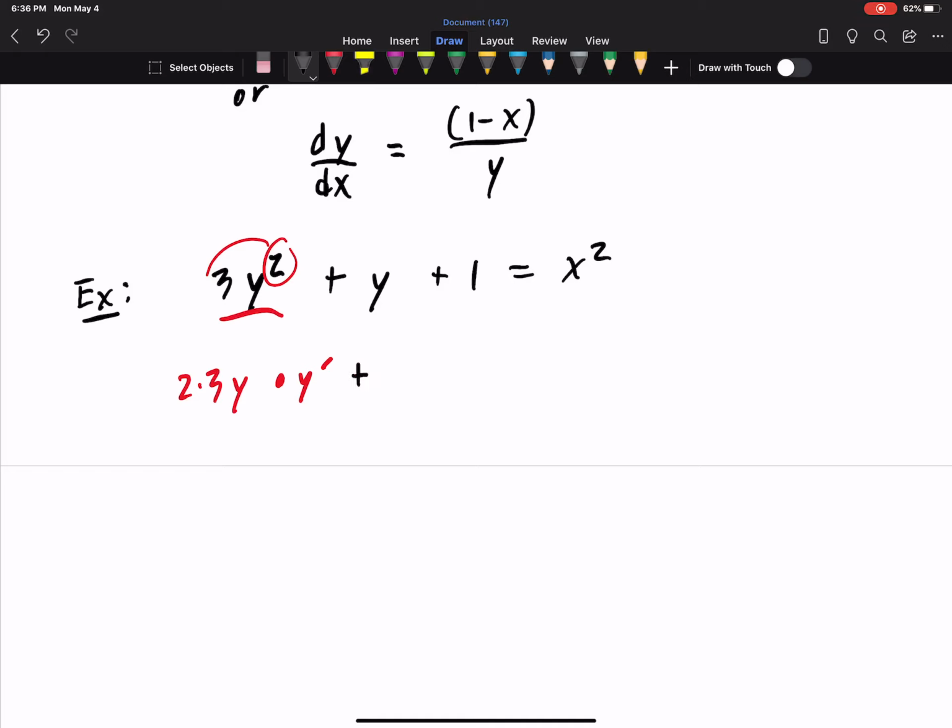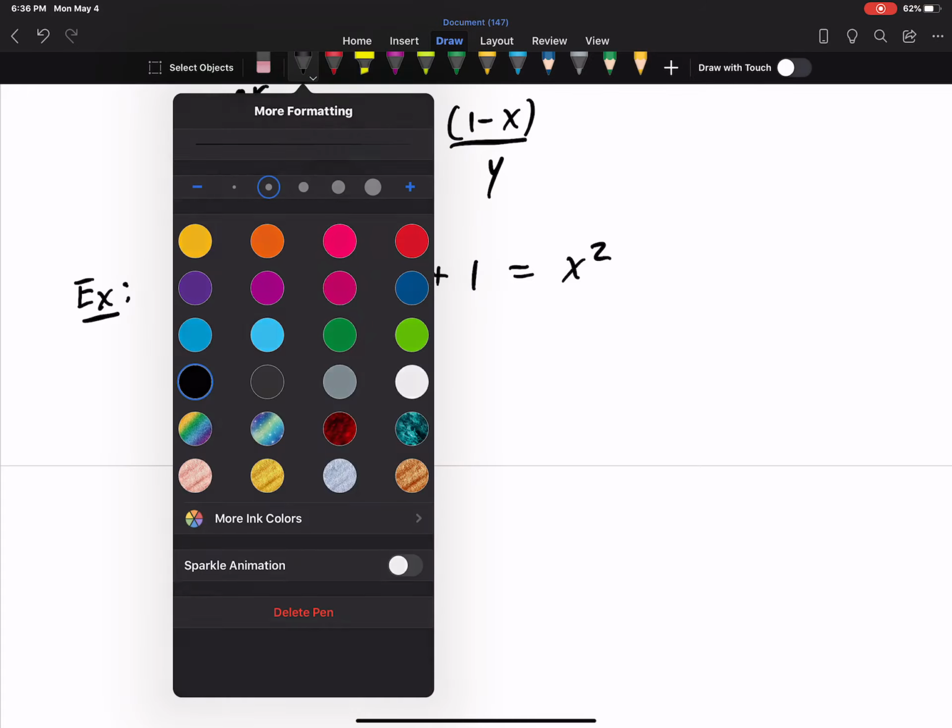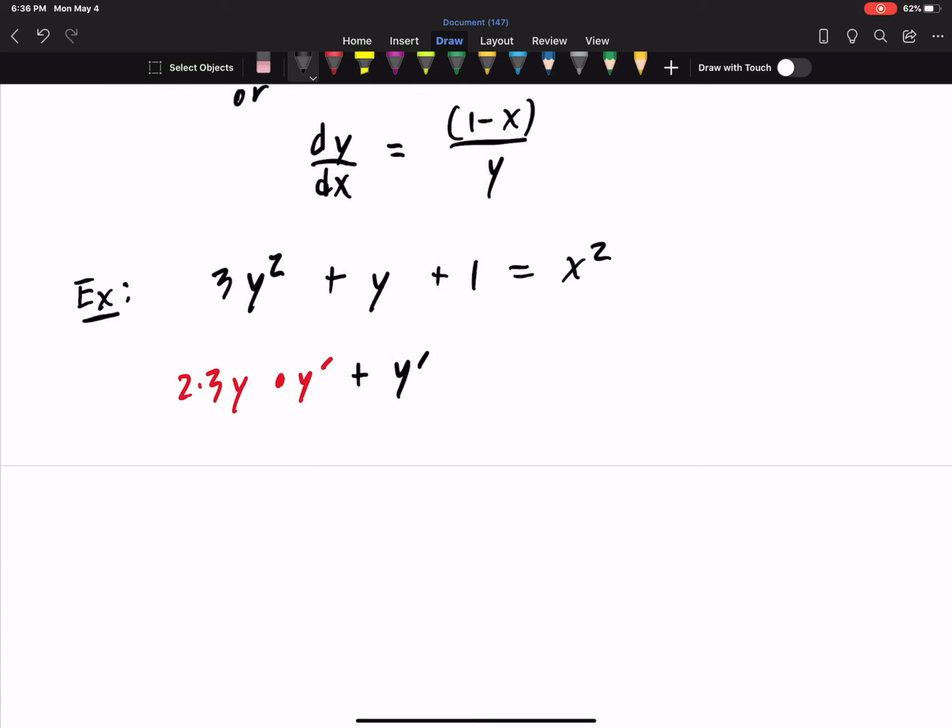And now for the second term, how do we derive this thing? We know that it's a function in x, so the derivative of y is simply going to be y prime. The derivative of 1 is just 0, so we don't have to write anything here. And then the right-hand side is just 2x. Again, the goal was to solve for y prime, which is equal to dy dx. There's many different types of notations for this.